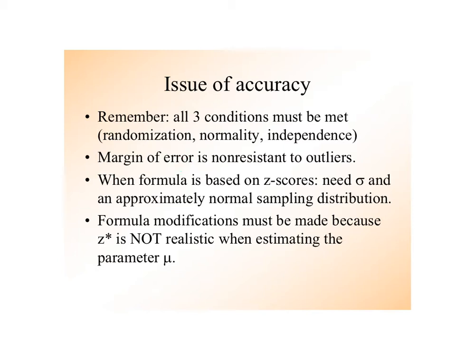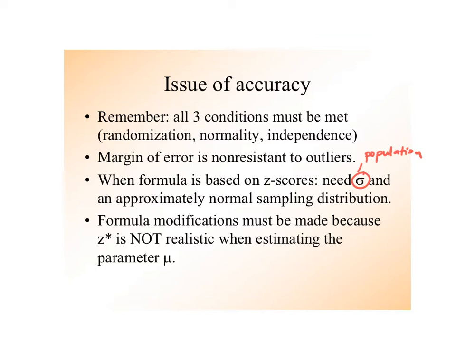Okay, so in formulas, when we use the z-score formula, we need to know the standard deviation. But remember, this standard deviation that we're talking about here, the sigma, is for the population. It's the parameter that we need, which is the standard deviation from the population. And we also need to know that the sampling distribution is normal, but for sure we need the standard deviation to calculate the margin of error. But that's not really realistic.